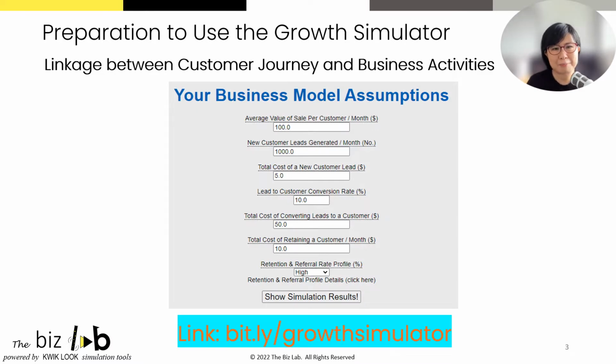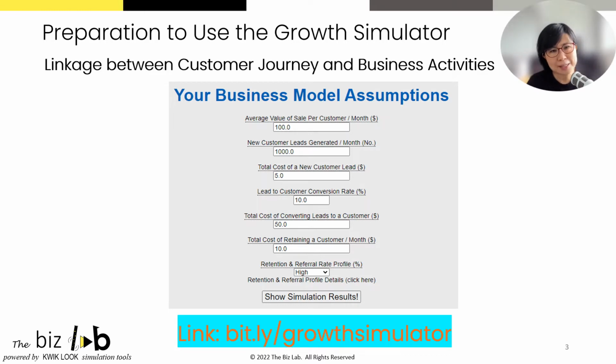Let me first start by introducing the Kwik Growth Simulator. This tool helps you simulate the viability of your business growth strategies. It is especially helpful if you're starting a new business or if you're entering a new market.